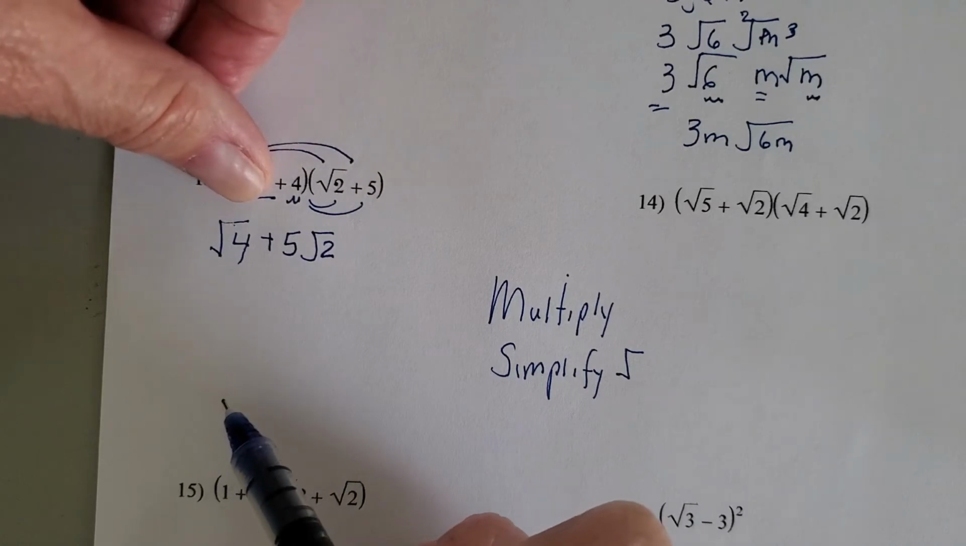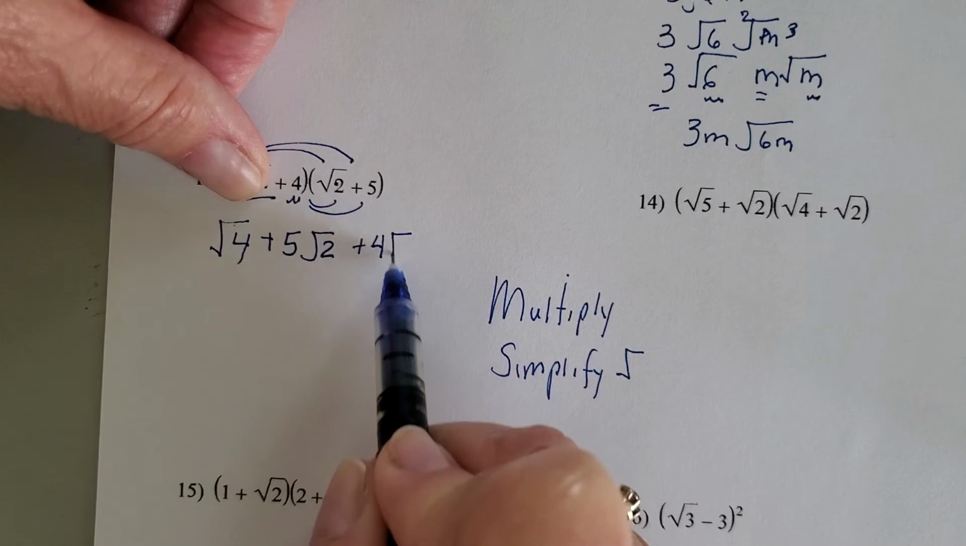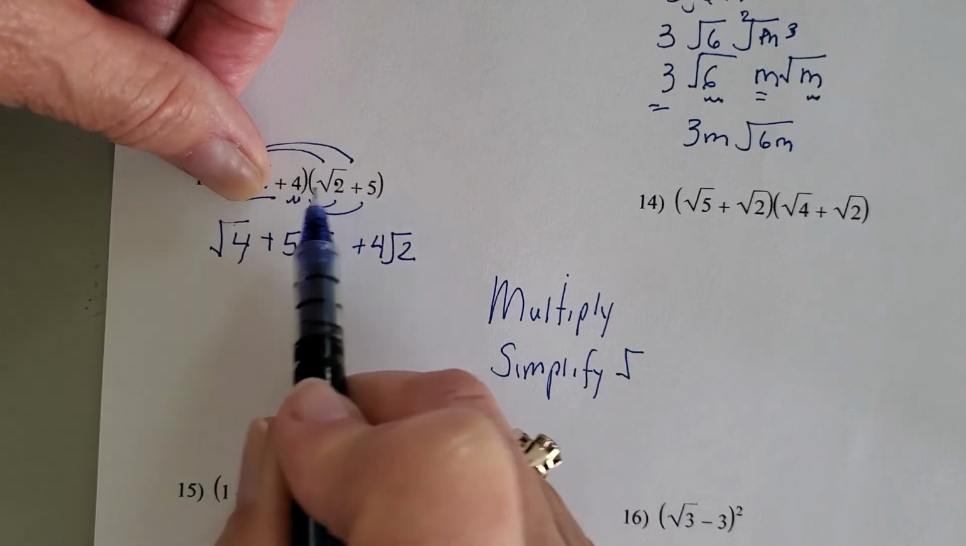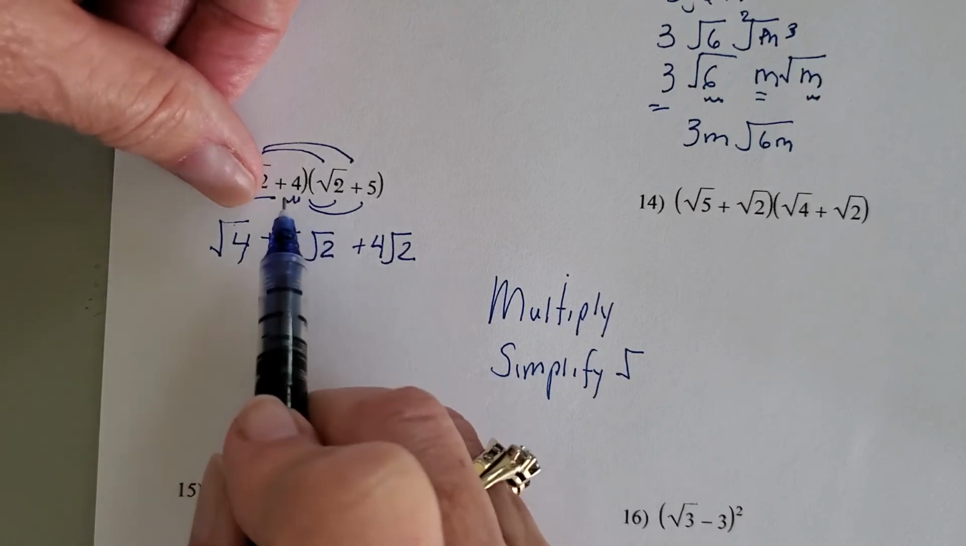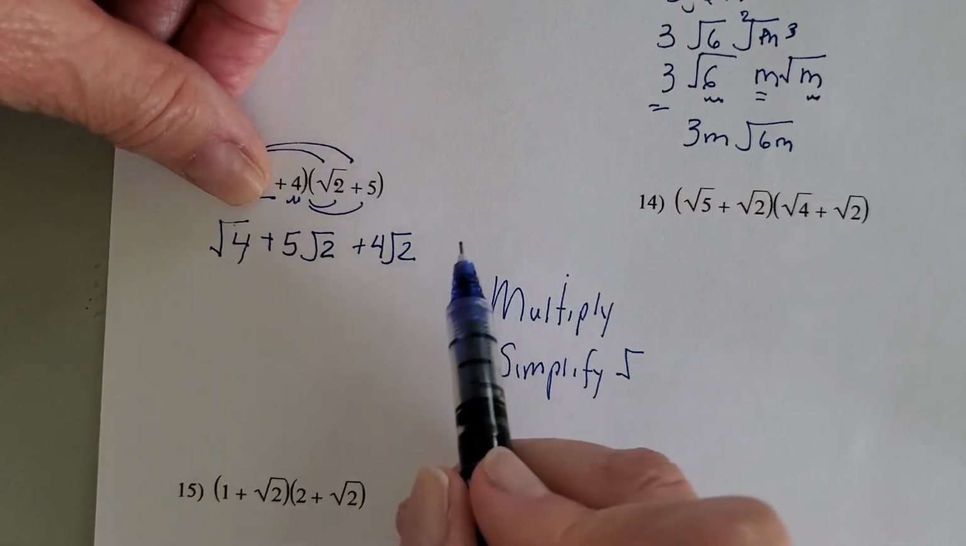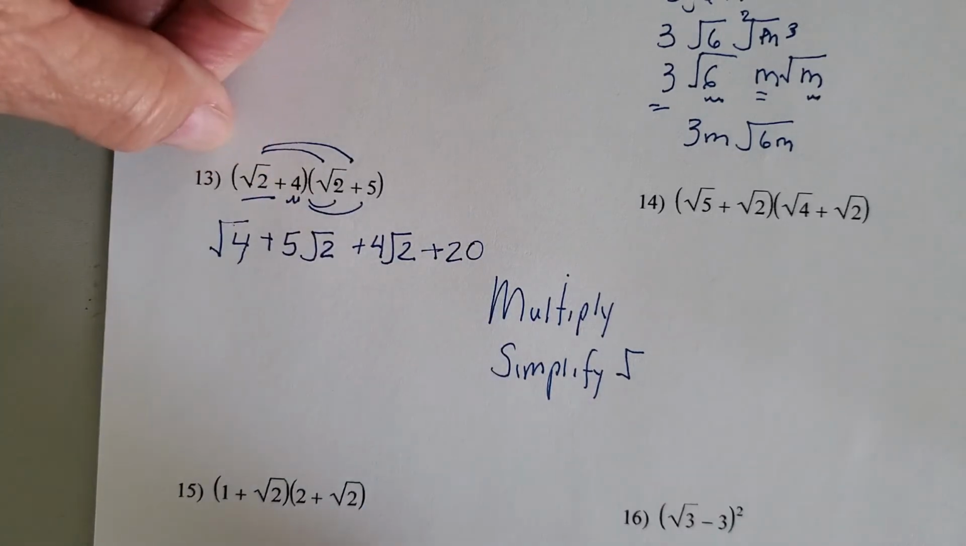Now we're going to multiply by 4. 4 times radical 2 is 4 radical 2, right? This doesn't have a radical sign, so it stays outside. Radical 2 stays inside. And then 4 times 5. Both outside the radical sign, so that's 20.